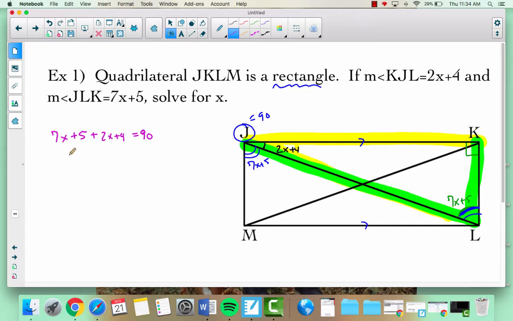So then we can go ahead and start solving. So we get 9x plus 9 equals 90. Subtract 9, we get 9x is equal to 81. And then divide, and we get that x is equal to 9. So now we were done. If they asked you to find the specific angle measures, you could obviously plug those back in. Just be careful that you pay attention to what it's looking for.